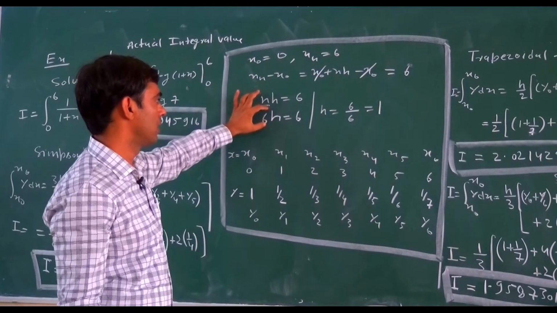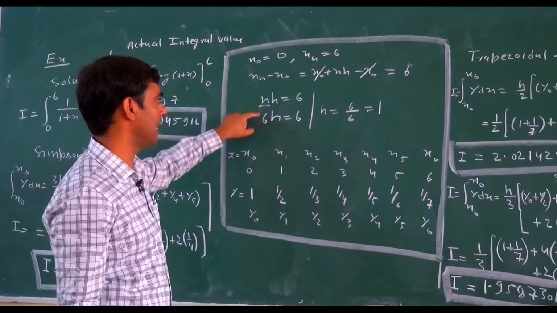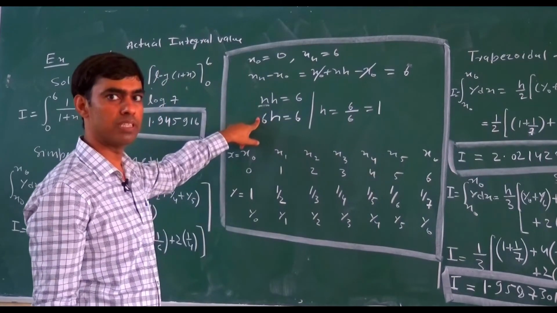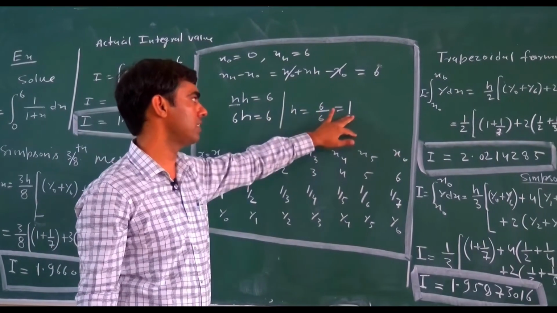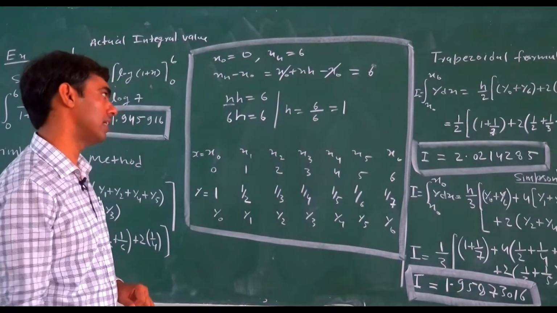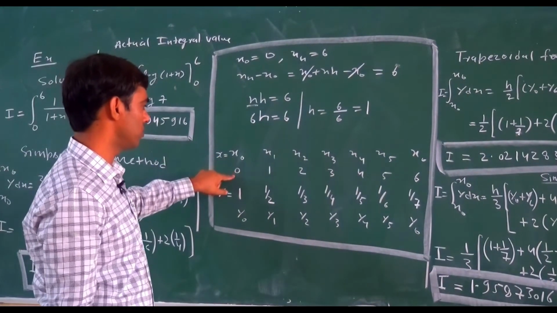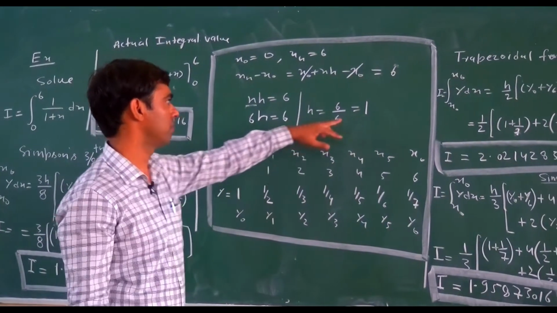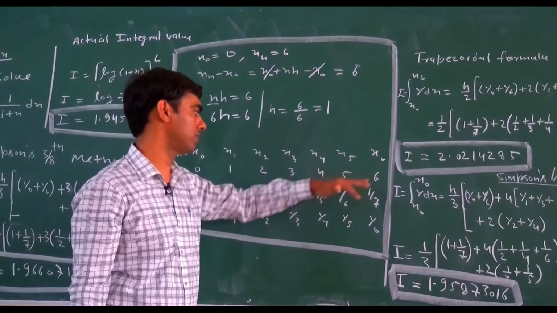So since we solved all three methods, the value is at least 6, maybe 12, maybe 18, like this one. So what is the value of h? Once we find that the value of h is 1, then starting from the lower limit 0 with the interval of h, we write the values 0, 1, 2, 3, 4, 5, 6.